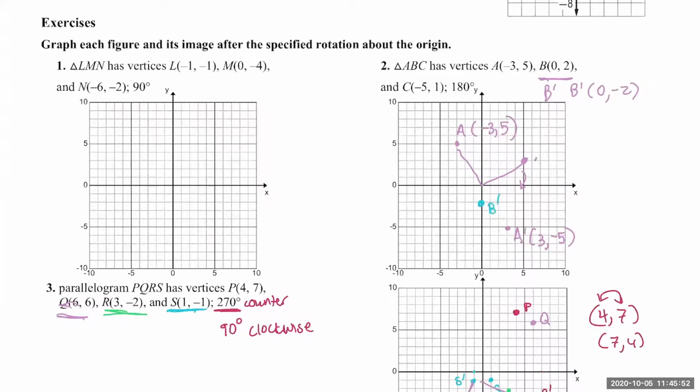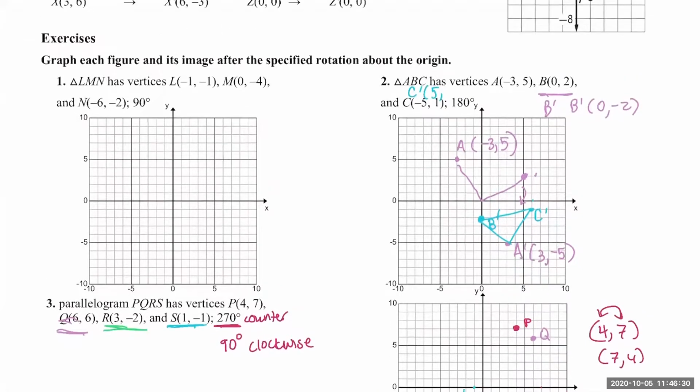And then what would, good. So what would C prime be, you guys? Okay, good. 5, negative 1. And then if you plot A prime, B prime, C prime, now you have a 180-degree rotation of triangle A, B, C.